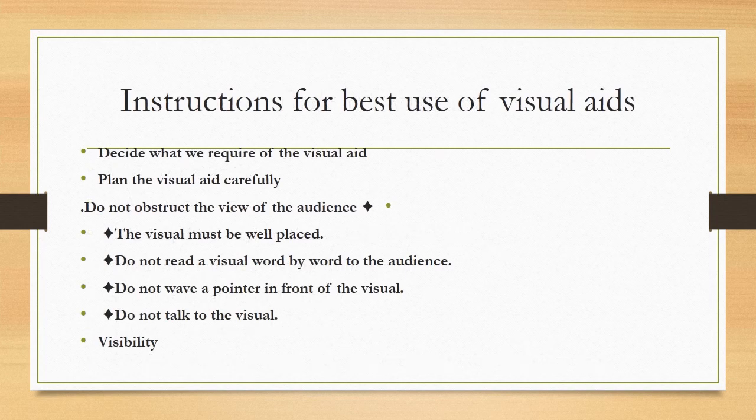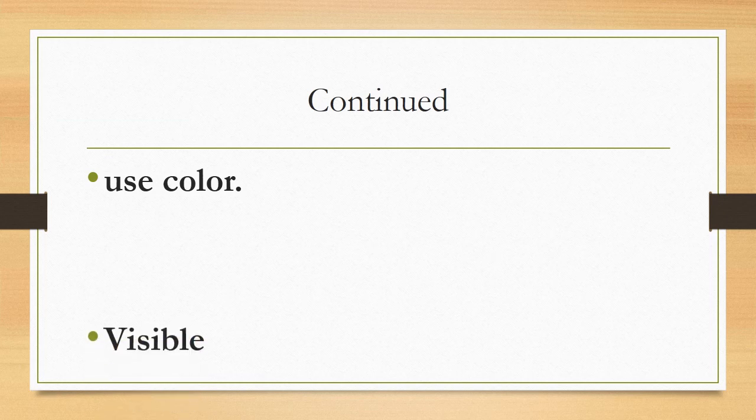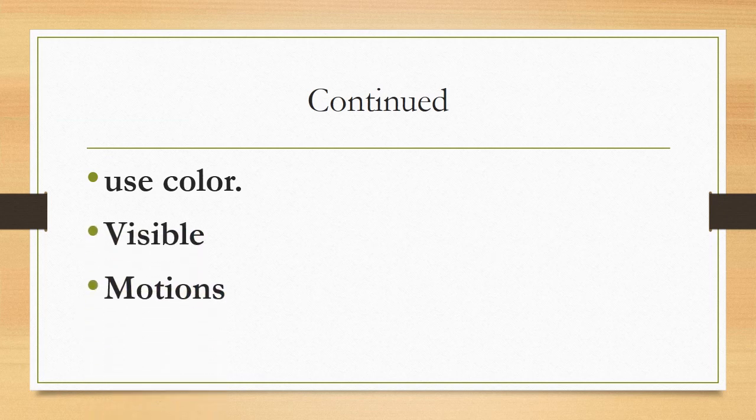What about the instructions for best use of visuals? Number 1. Decide what we require of visual aids. Plan the visual aid carefully. Don't obstruct the view of the audience. Visual must be well placed. Don't read the visual word by word to the audience. Don't wave a pointer in front of the visual. Don't talk to the visual. What about visibility? It should be visible. Use color. Should be visible. Use motions. Should be attractive.